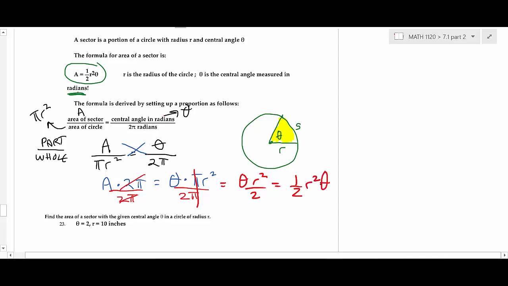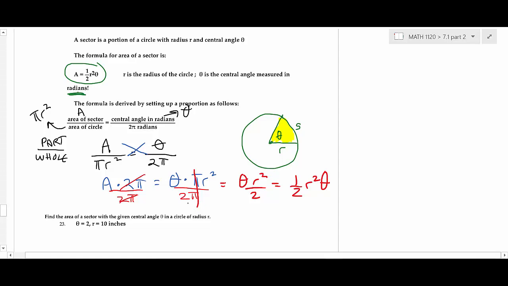That's just the most common way that we write that, okay? So you'll see the textbook write the formula that way. It doesn't matter what order you multiply those in, but the key thing is theta has to be in radians or you'll get ridiculous answers, okay? You guys follow what I did there? Okay, so that's where that comes from.